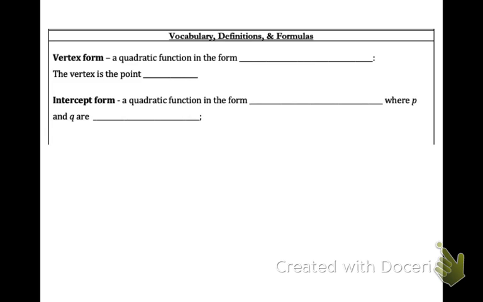Vertex form of a quadratic equation is y equals a times (x minus h) squared plus k. And remember, the vertex is the point (h, k). Intercept form is y equals a times (x minus p) times (x minus q), where p and q are the x-intercepts.